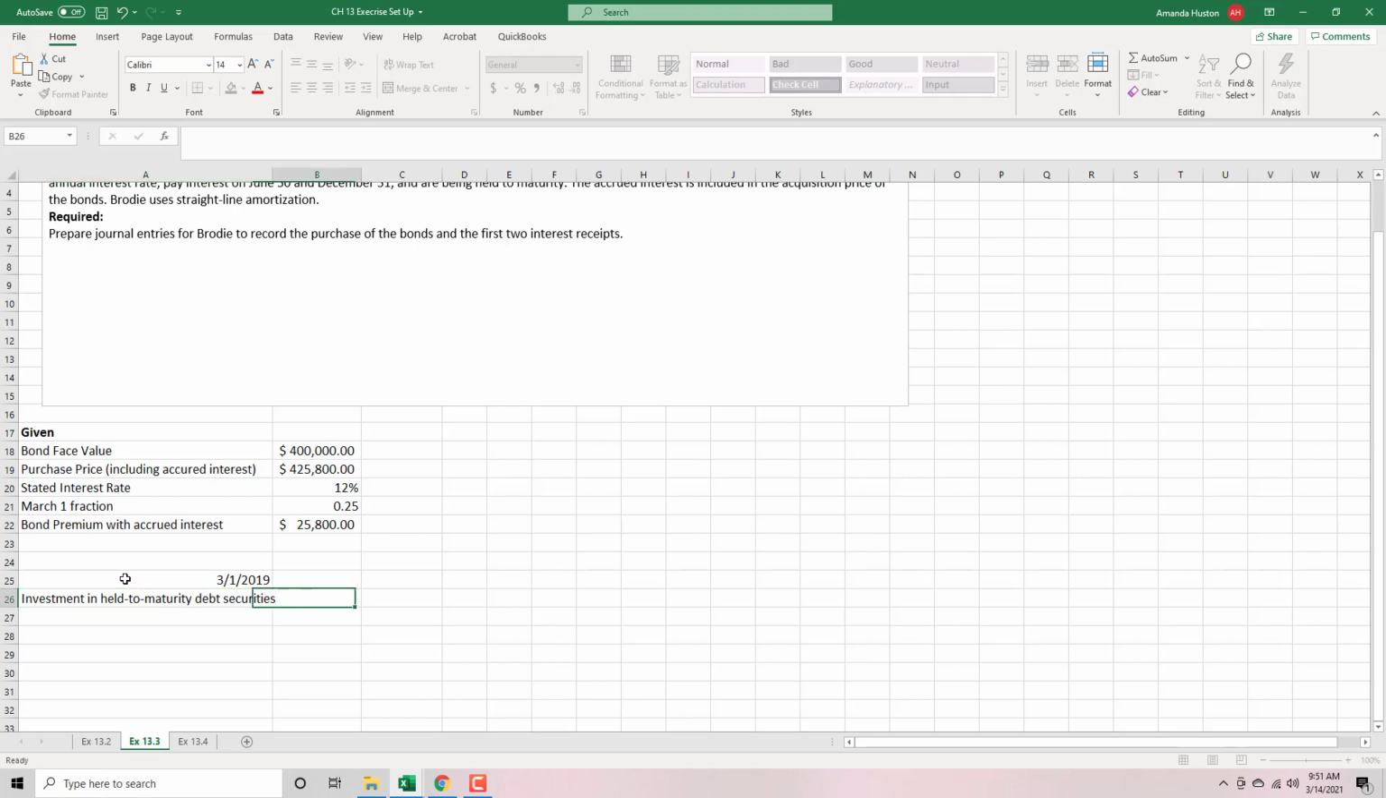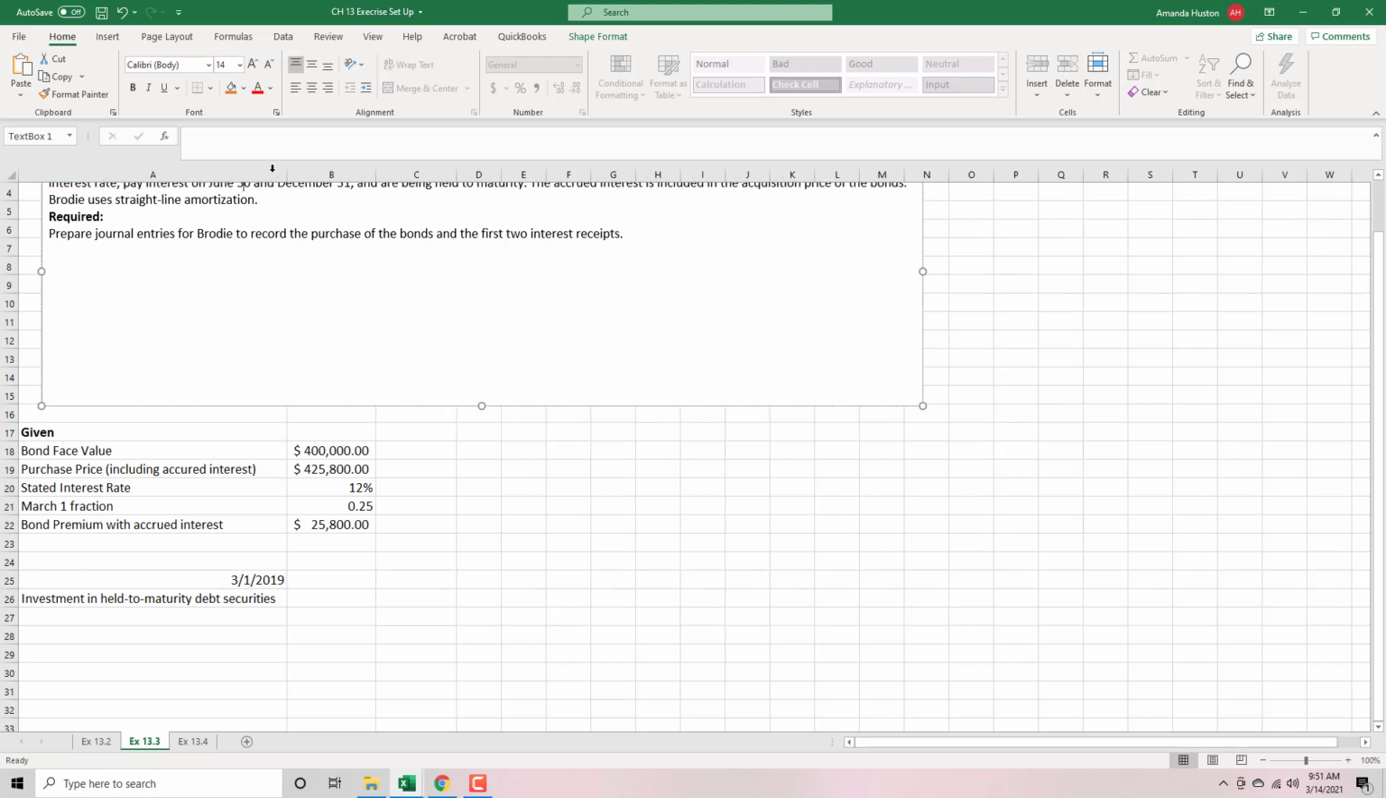So the interest income is the bond face value times the stated interest rate times the March 1 fraction, or $12,000. So that means the actual bond investment was the 425 minus the 12,000, or 413. So bond premium without accrued interest is 413,800 minus the 400. All right. So now we credit cash. So this is just the journal entry. We paid 425,800. This is a journal entry to purchase.